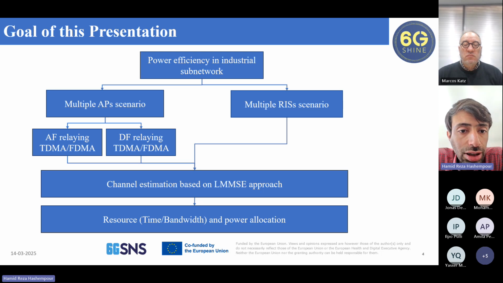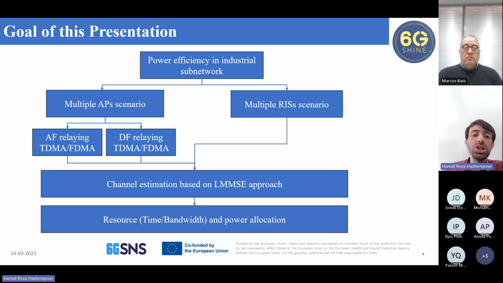To have a better understanding of our presentation goals, you can see this flow chart. We have an objective function that is about power efficiency in industrial subnetworks. We consider two different scenarios. The first scenario is based on multiple APs, where one AP works as a primary access point with edge capability, and other APs work as secondary access points with just radio capabilities and work as relays. We consider two different kinds of relays, DF and AF relays, and two multiplexing methods, TDMA and FDMA.